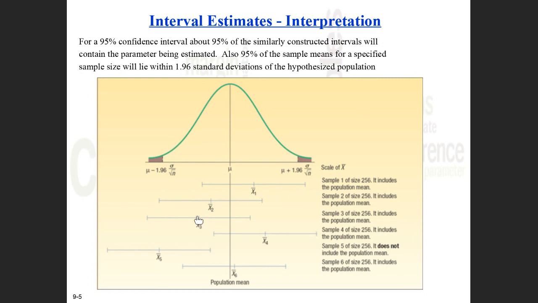Even though I'm looking from the front, it's on the left side of the curve, that's X3. Sample 4, it includes the population mean. Sample 5, it does not include the population mean. So this is sample 5. Okay, it is on the right side, looking forward of the curve. And sample 6, size 256, includes the population mean.